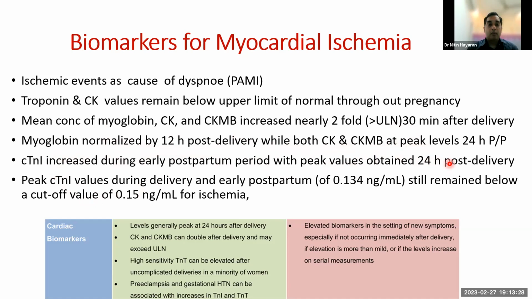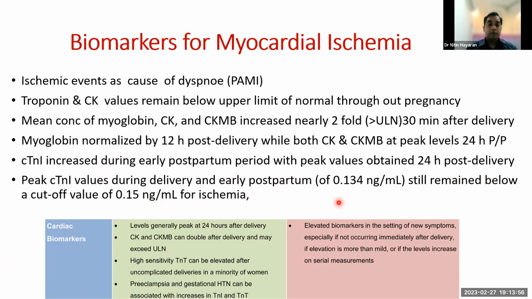So these are the normal physiological values that change in pregnancy, the markers that are required for evaluation of myocardial ischemia. Peak troponin I values during delivery and early postpartum still remain below a value of 0.15 nanogram per ml.